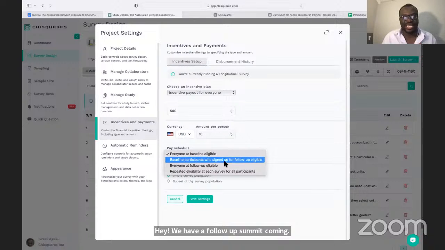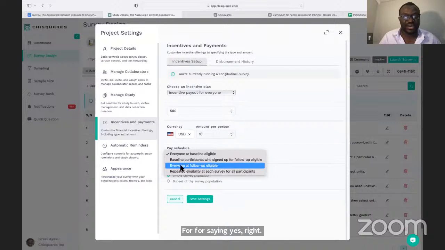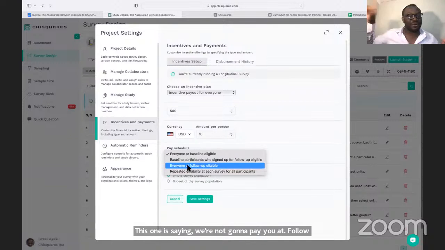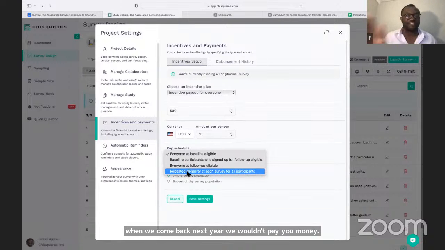So here, this one is saying that if they say yes, then we're going to pay you for saying yes, right? And giving us your email. This one is saying, we're not going to pay you at baseline, but when we come back next year, we're going to pay you money. And then here is saying, just pay everybody, at baseline and at follow-up, right?